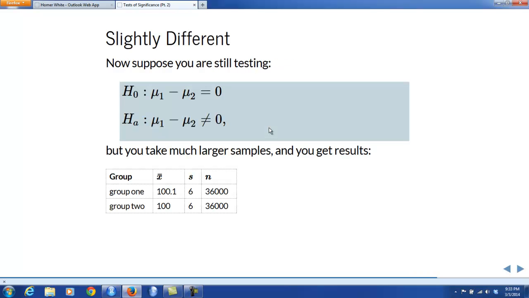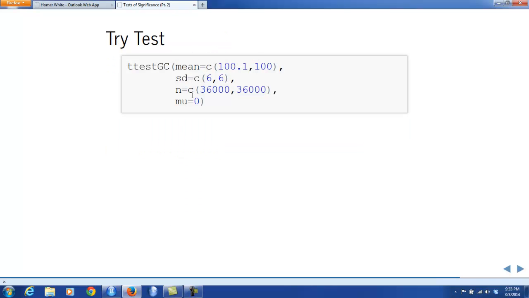Now let's make things just a little bit different. Suppose you're still running the same test on mu1 minus mu2. But this time you take much larger samples, 36,000, from each population. Let's say that you still have a very narrow difference between your sample means, 100.1 for the sample mean from the first population, and 100 for the sample mean from the second population. That's the same difference between sample means that we saw in the first example. It's just that this difference occurs at a much bigger sample size. So you run the code on this summary data. The only thing that changes is that the sample sizes are much bigger.